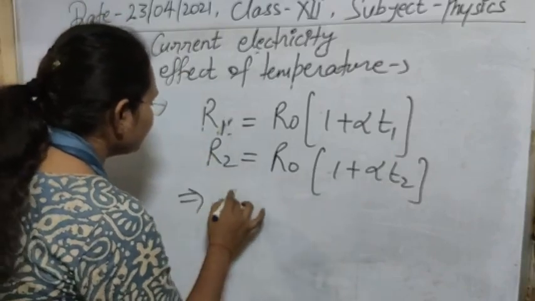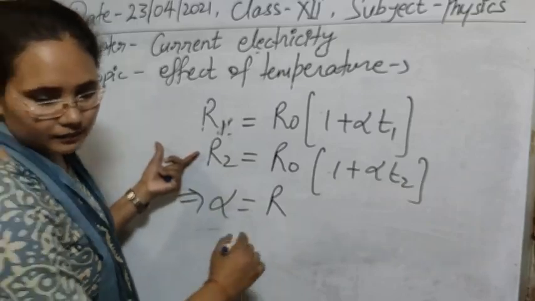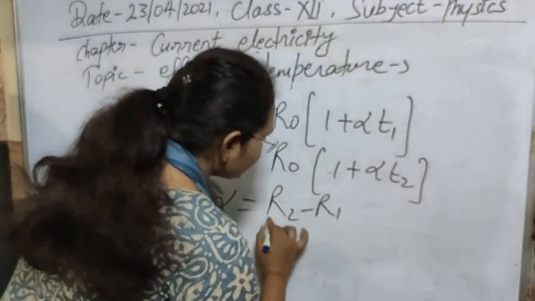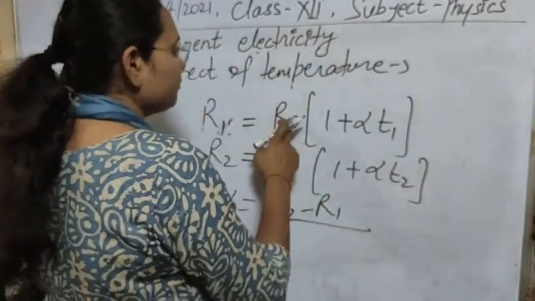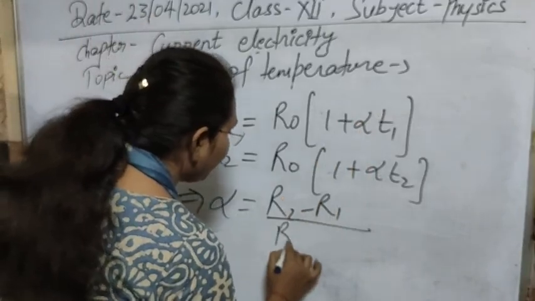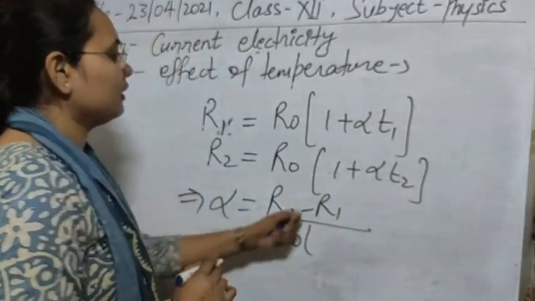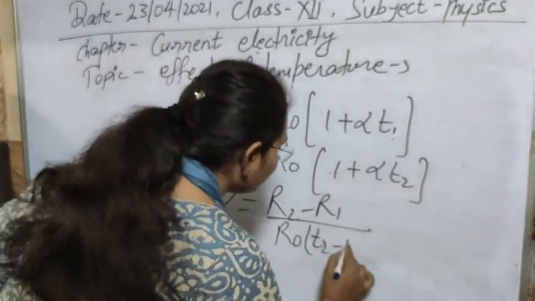So if you see alpha from here, alpha can be written as R2 minus R1. If you take their differences from both sides, then this term will be cancelled out. This term here will be equal to R0 times T2 minus T1.